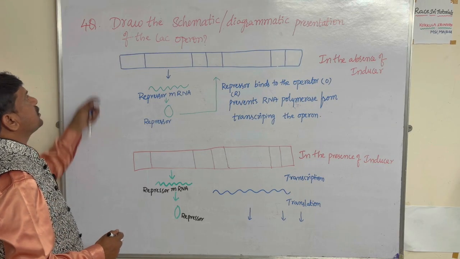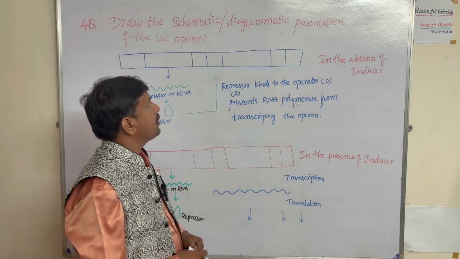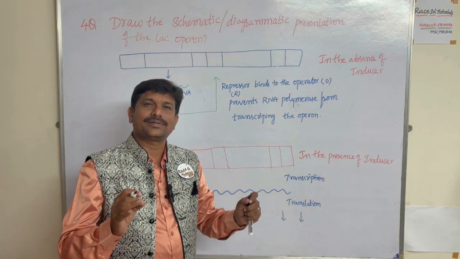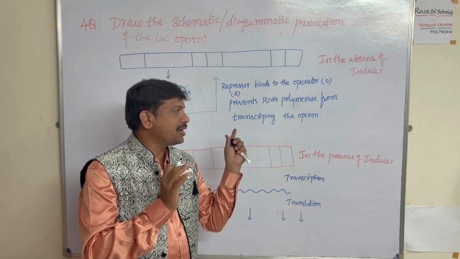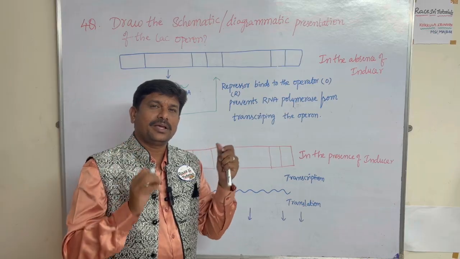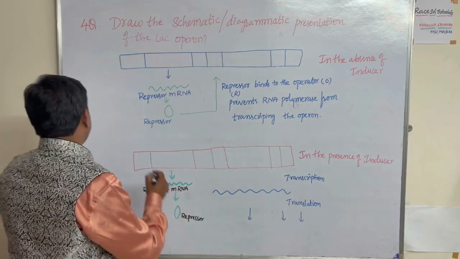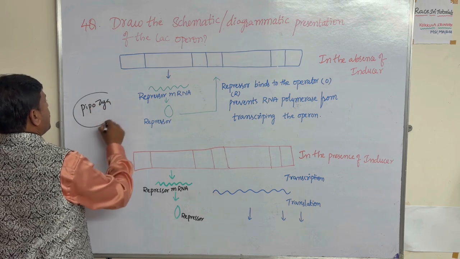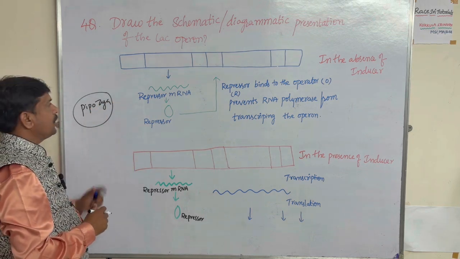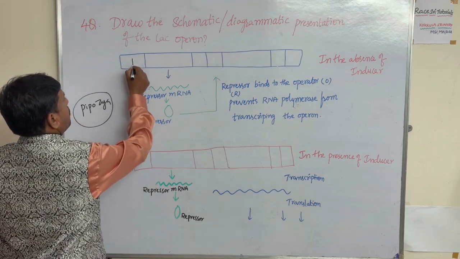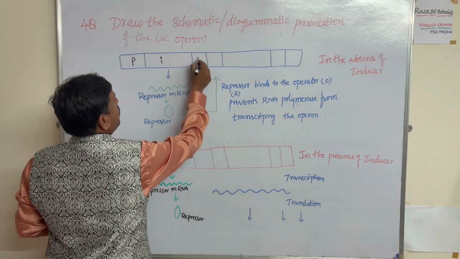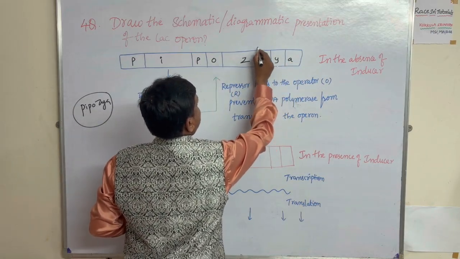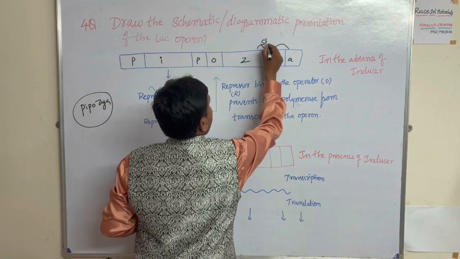Next, the fourth question: draw the schematic and diagrammatic presentation of the lac operon. So only diagrams are asked. How will you draw it? Easily choose everything. If you know the code, PIPO ZYA, this is one of the easily identified codes. You substitute these boxes: PIPO, ZYA. ZYA is the structural genes.